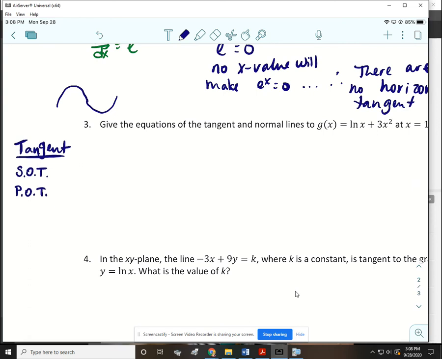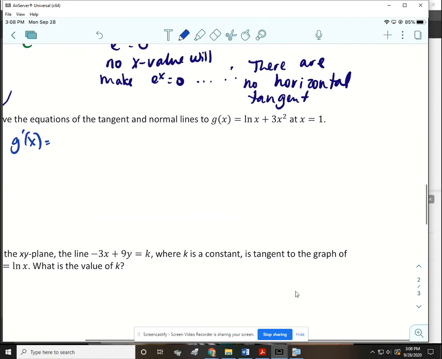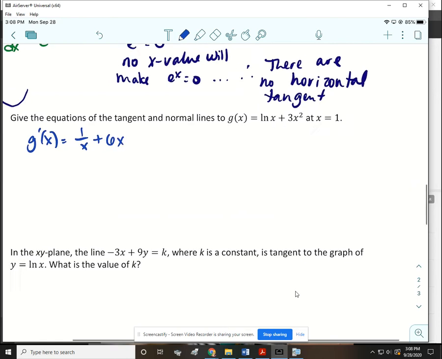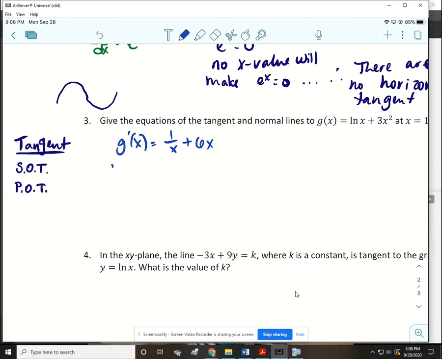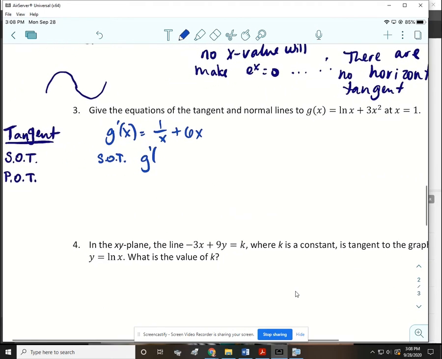All right, to get the slope of the tangent, we need the derivative. So we're going to find the derivative. So the derivative of the natural log of x is going to be 1 over x. And then the derivative of 3x squared is going to be 6x. All right, so our slope of the tangent line is going to be g prime of 1. That's going to be 7.